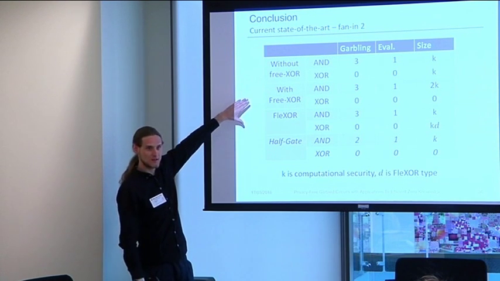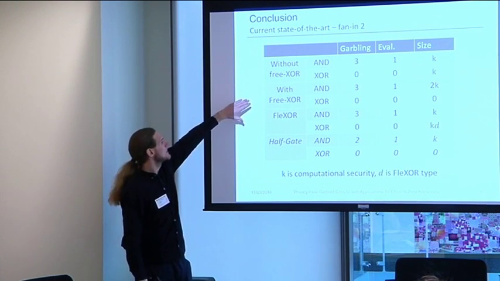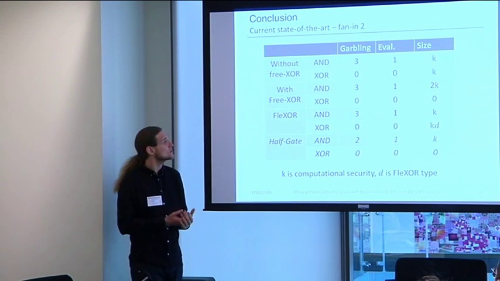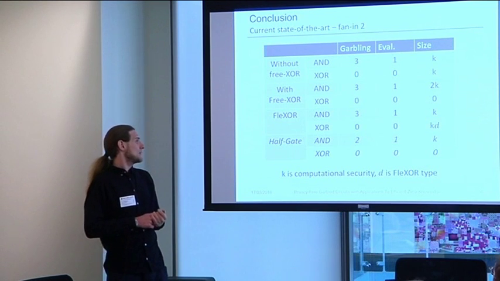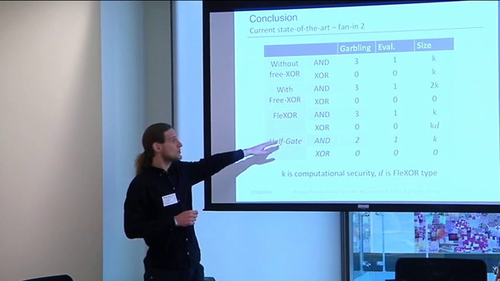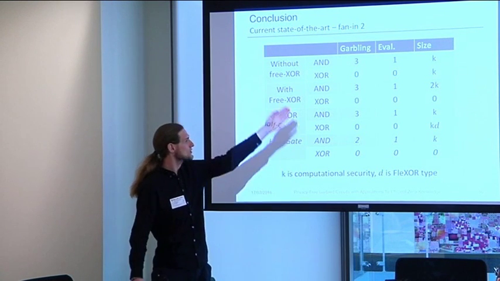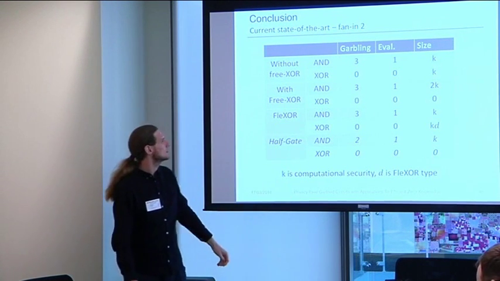We adjusted them to free XOR and to the privacy-free approach. The complexity here is in the number of calls to a hash function. In all cases except the new Half Gates approach, it's three calls for construction and one call for evaluation.